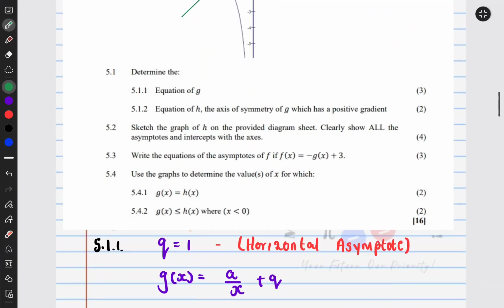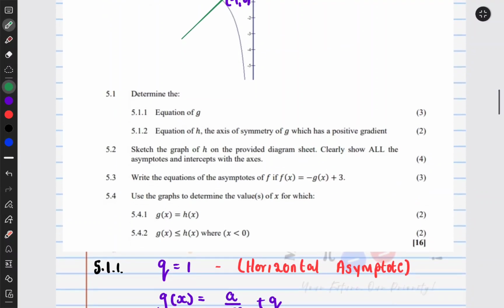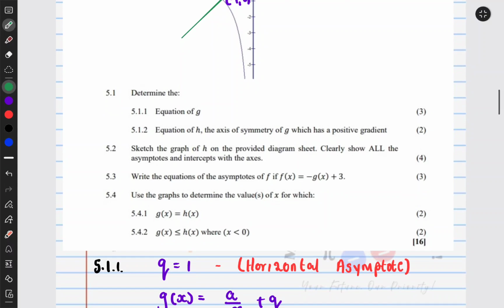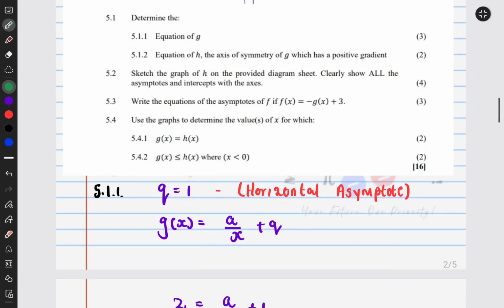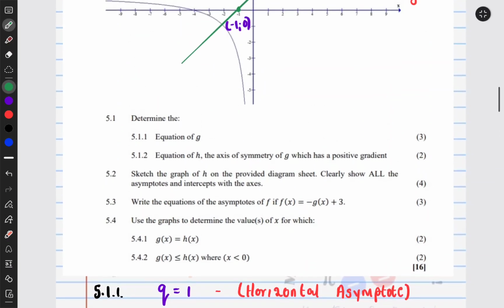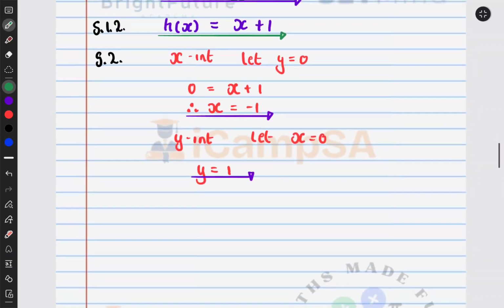Write the equations of the asymptotes of f. If f at x is equal to negative g at x plus q. Okay, so we're going to have a negative g at x plus q. Let's first find the equation of f. First things first.